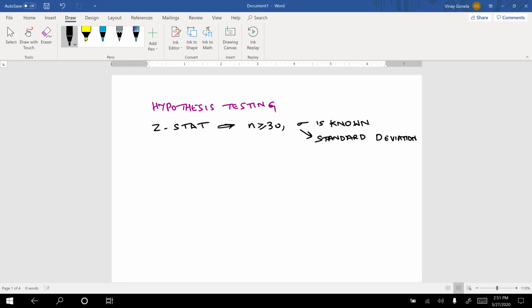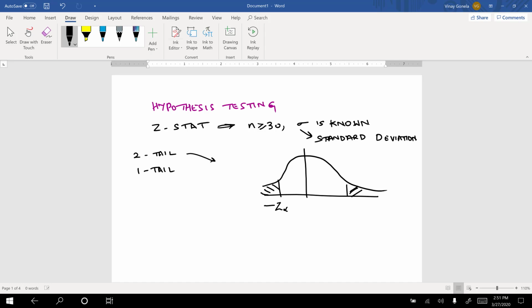So I will try to solve a problem and this will be a two-tail problem. Previously I discussed one tail and two tail. A two tail is where we are evaluating on both sides of the curve. So we look at both sides of the curve. If this is negative z alpha over 2, this is positive z alpha over 2. We just want to evaluate our hypothesis on both sides of the curve.